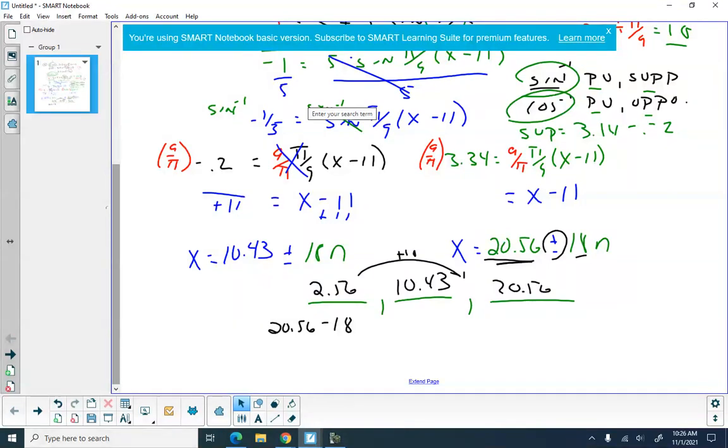Other questions that you have? Inverse sines tend to be a little bit more of the difficult ones because you have to deal with the supplement. Inverse cosines tend to be a little bit easier because you have the principal value and its opposite. You don't have to do as much work there. We will spend a couple days going over these ideas.